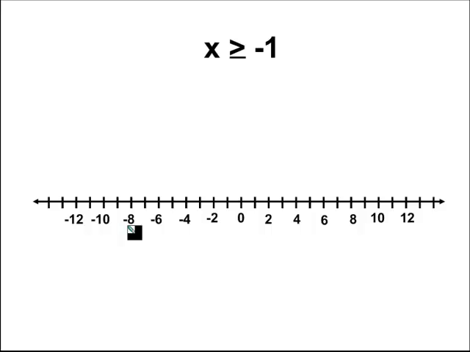Our next inequality is x is greater than or equal to negative 1. Some numbers that are greater than or equal to negative 1 are 0, 2, 4, 6, obviously all these on the right side of our number line here. And also in this example, because of this little equal bar, x can equal negative 1. So we're going to put a closed circle at negative 1 and an arrow pointing upwards to all the numbers that are greater than negative 1.